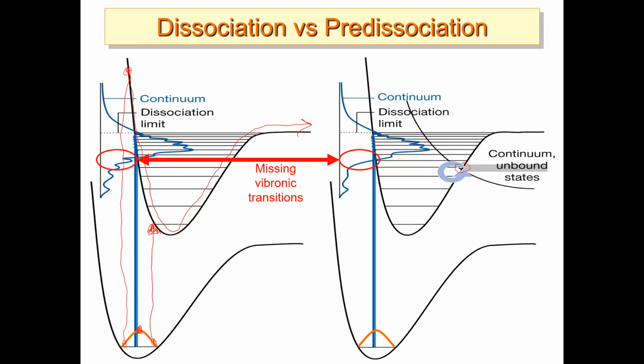vibrational transition. So that's dissociation on the left, and predissociation on the right. Now both of them have this dissociation limit. You still have this up here for both, but this one on the right has this intersection with an unbound state that takes away some of the vibrational transitions that you would normally see.